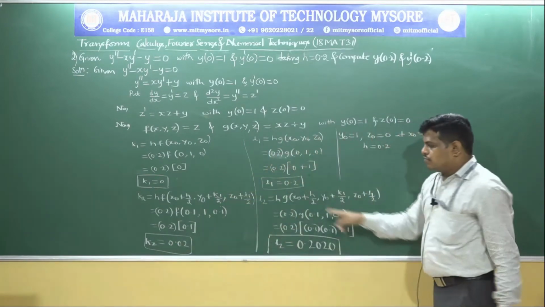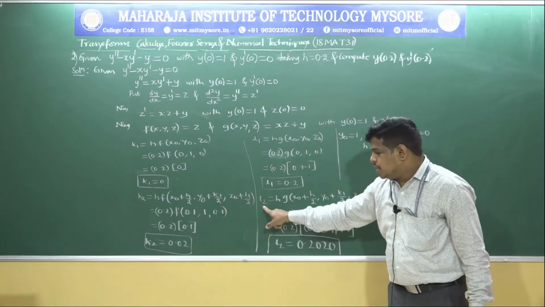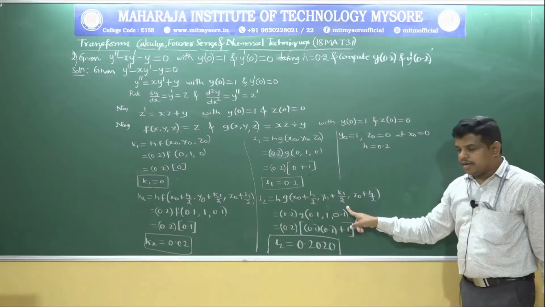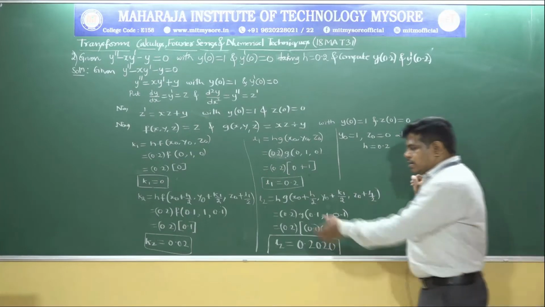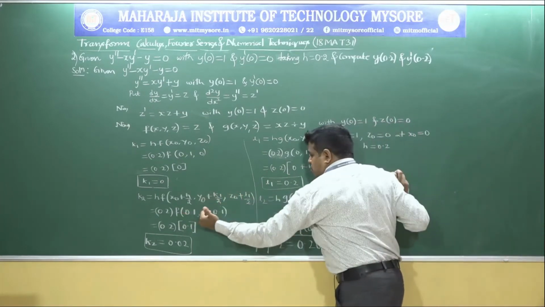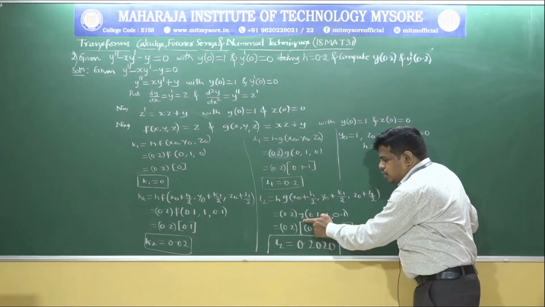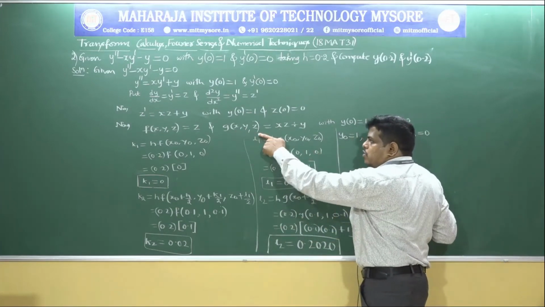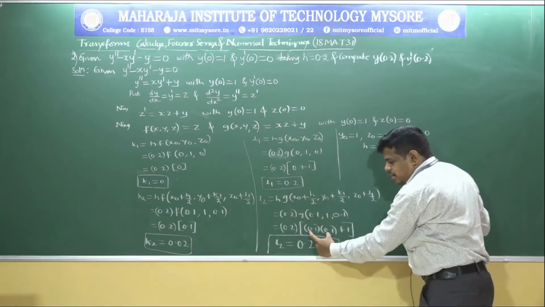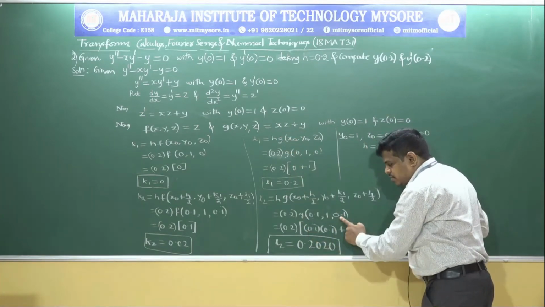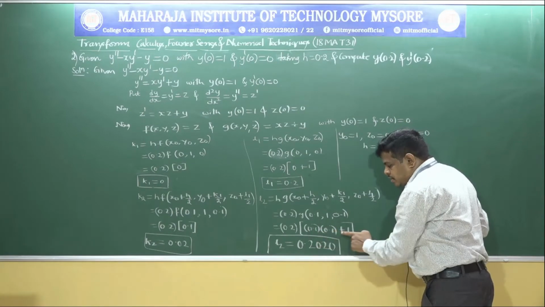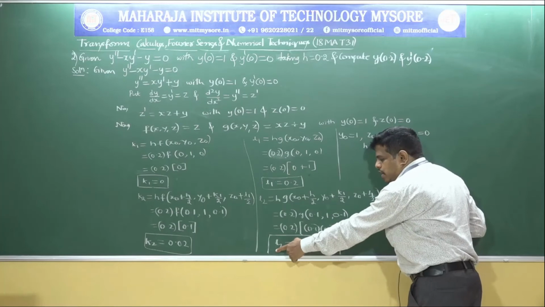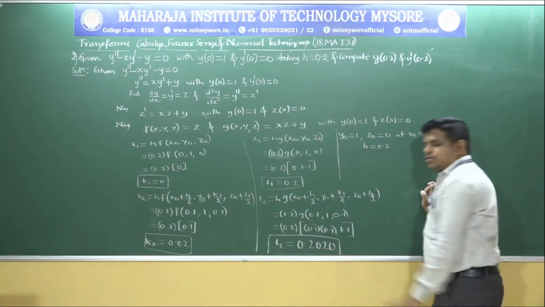Next, after finding K2, now we shall find L2. L2 is given by h into g of x naught plus h by 2, y naught plus k1 by 2, z naught plus L1 by 2. Next, again replacing the values of f of to g of, that is 0.2 into g of 0.1, 1, 0.1. G of x comma y comma z is xz plus y. Here x value is 0.1, z value is 0.1, 0.1 into 0.1 plus y value is 1. On simplifying this, we get L2 value as 0.2020.